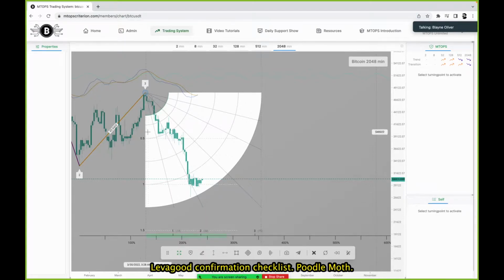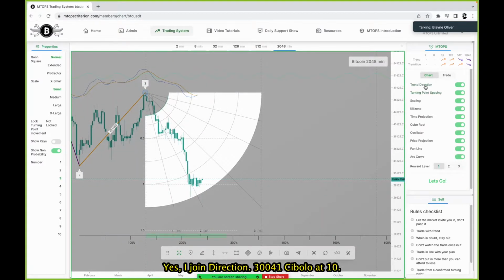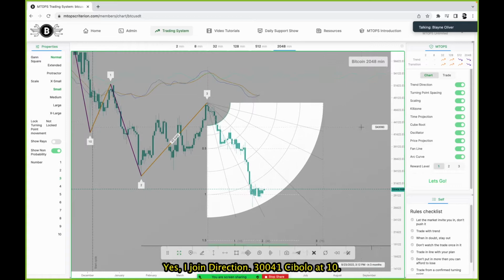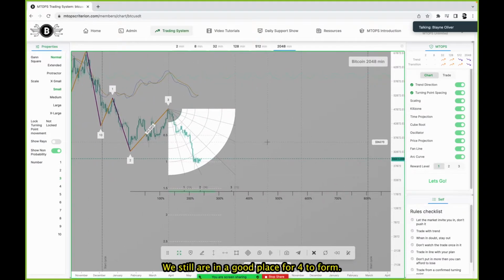Okay, so trend direction 3 below 1, 2 below 10. So this 4 is below 2. So it's done. There's nothing for it to still complete. Turning point spacing. We still are in a good place for 4 to form.